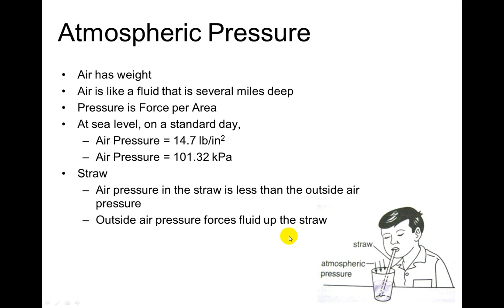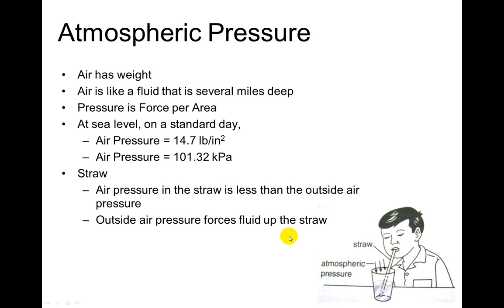Right? So we have, like it says, air is a fluid that is several miles deep. And because of wind, there's a lot more wind as you get higher in the atmosphere. Also, gravitational pull is going to affect the reason why we don't have as much air the farther up we go. Right? Pressure is a force per area.